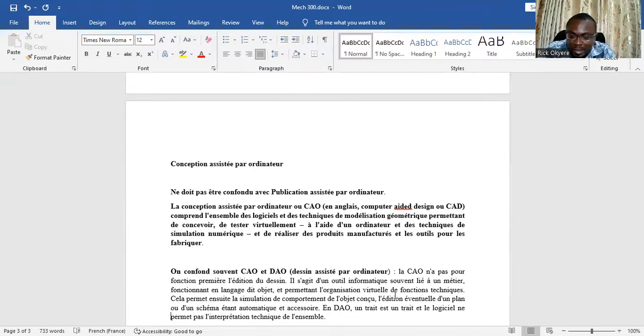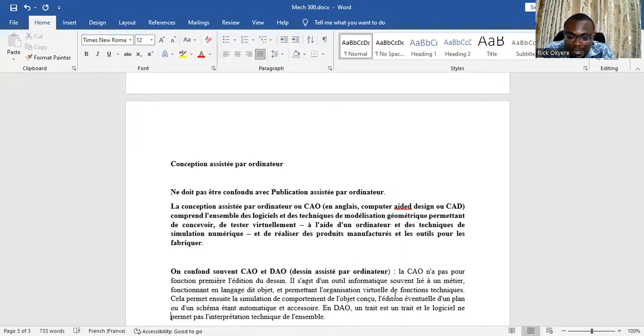Dessin assisté par ordinateur is any other drawing that a computer can help you to achieve or to do. But CAO or CAD drawing is an aided design drawing purely for technical purposes. They shouldn't confuse the difference between the CAO and DAO. There are two different machines, two different tools that are used to draw. But CAO is more of technical drawing, and then DAO is used for mainly any form of computer aided drawing that you want to use it for.